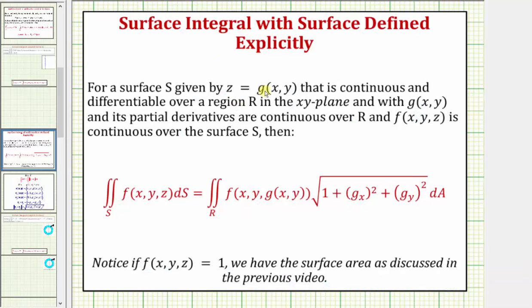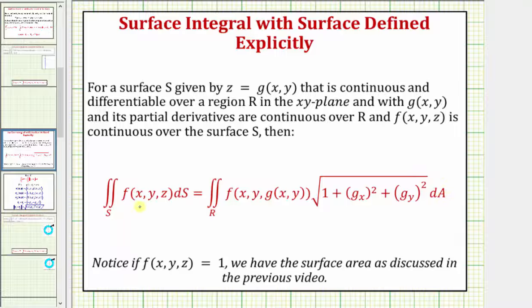For a surface S given by z equals g of x comma y that is continuous and differentiable over a region R in the xy plane, so the region R is the projection of S onto the xy plane, and g of x comma y and its partial derivatives are continuous over the region R, and f of x comma y comma z is continuous over the surface S, then the double integral over the surface S of f of x comma y comma z with respect to S equals the double integral over the region R, where remember the region R is in the xy plane, of f of x comma y comma g of x comma y times the square root of the quantity 1 plus the partial derivative of g with respect to x squared plus the partial derivative of g with respect to y squared, dA.